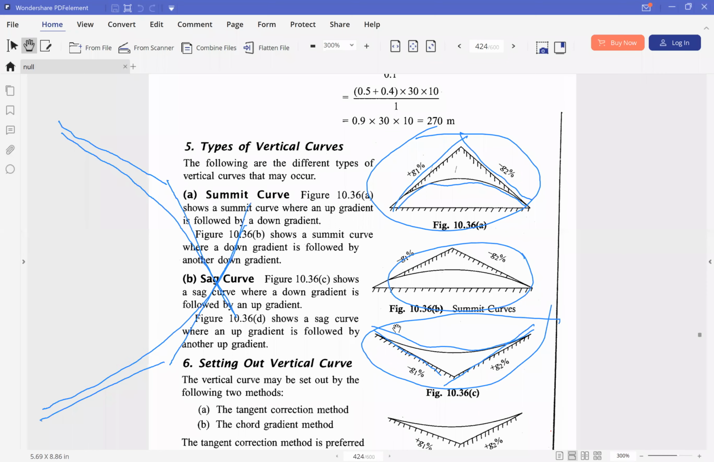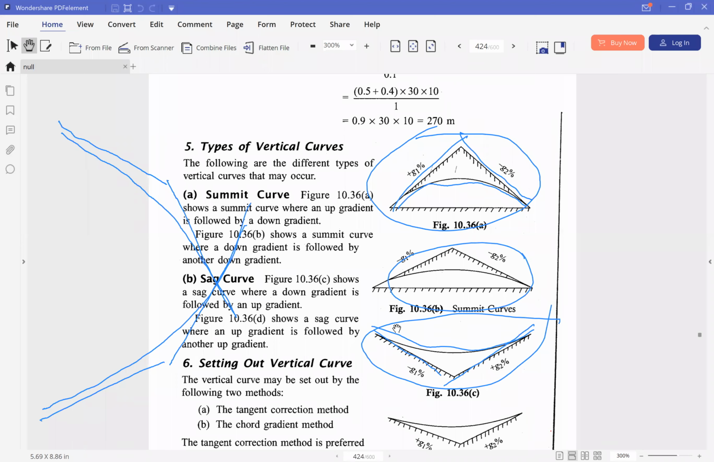So there are basically two types. Summit curve, that is when an upward gradient is followed by a downward gradient, or a downward gradient is followed by another downward gradient. Then there is sag curve, that is when a downward gradient is followed by an upward gradient, or an upward gradient is followed by another upward gradient, right? So these are different types of the curves.